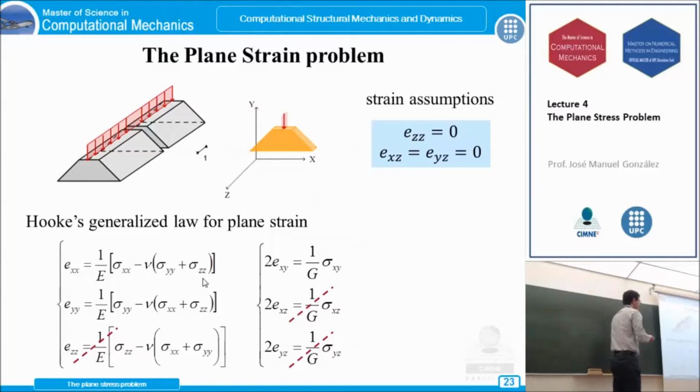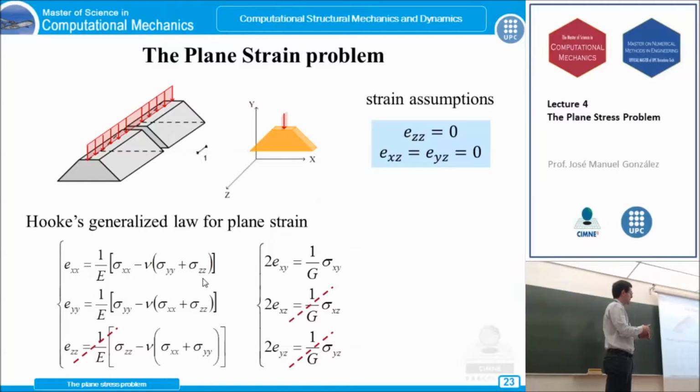That was for the plane stress problem. Remember, this plane stress problem assumes that the vertical stresses are 0 because the loads are applied in the mid-plane. So we have vertical strains, but we have no vertical stresses because we don't have these loads.